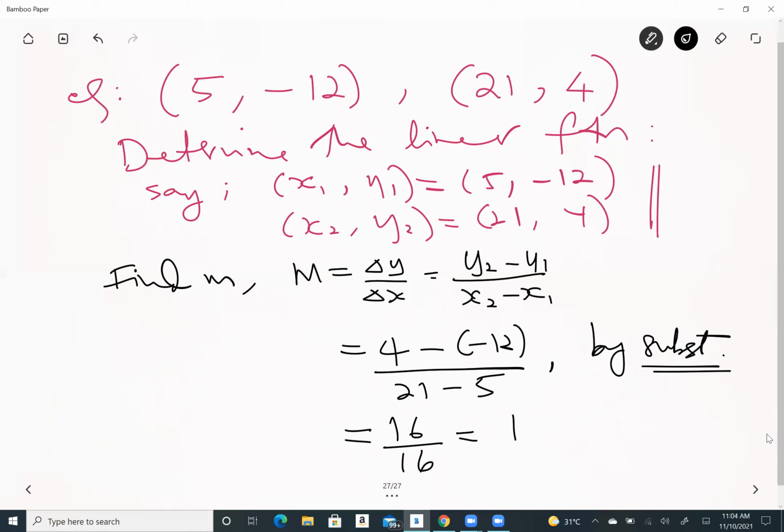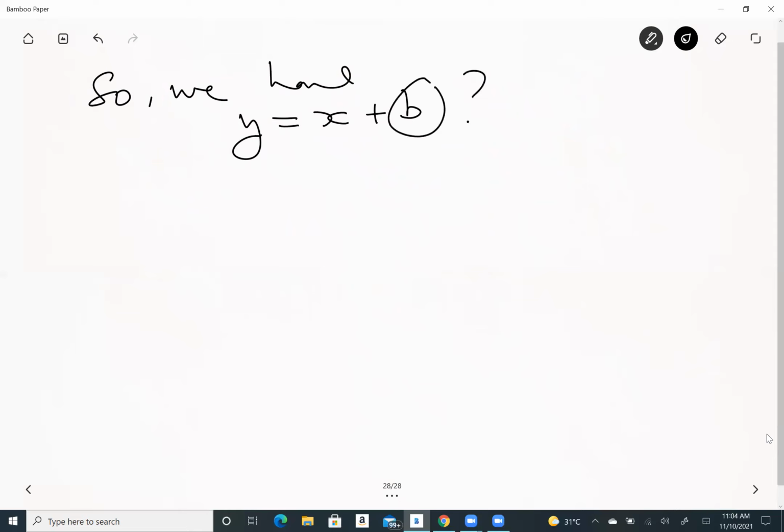Alright. So given that, you already have the function with m. So now we have y equal to 1x plus b. You know already m is equal to 1. You already put that. Now you want to find that b. So how do you find the b? To find that b, we substitute one of the points. Now, that point is up to you. Which one you choose, it doesn't matter.